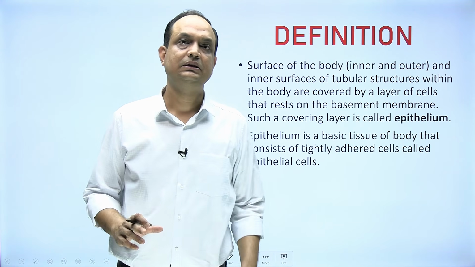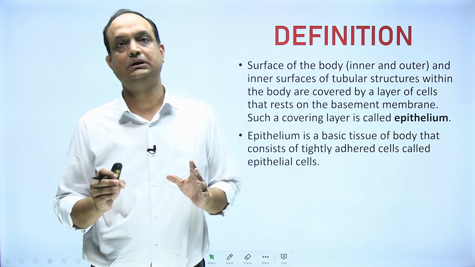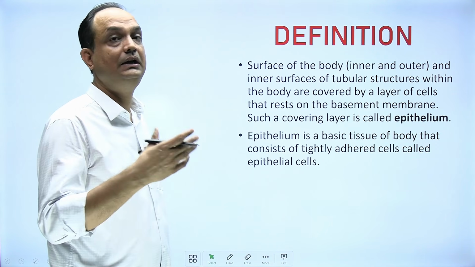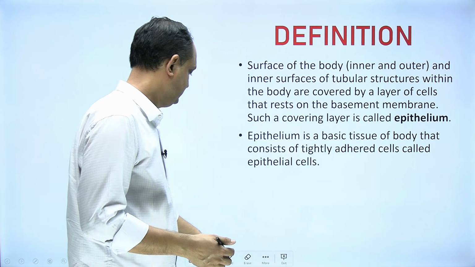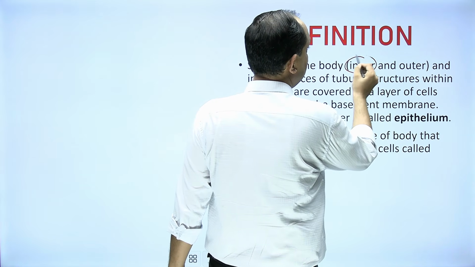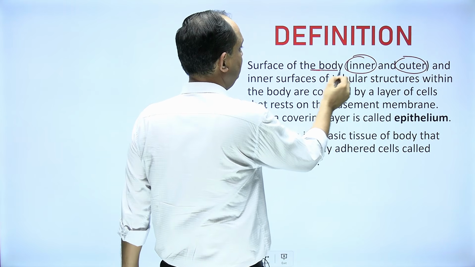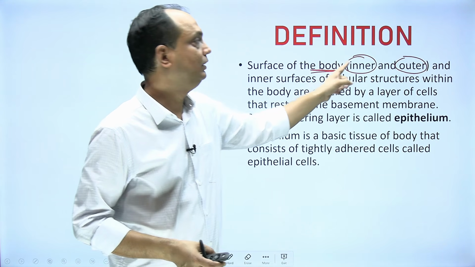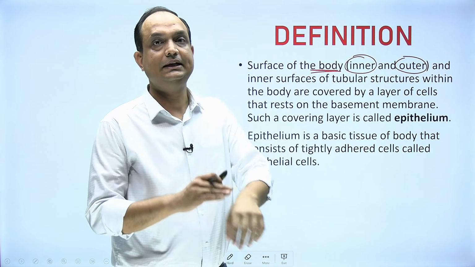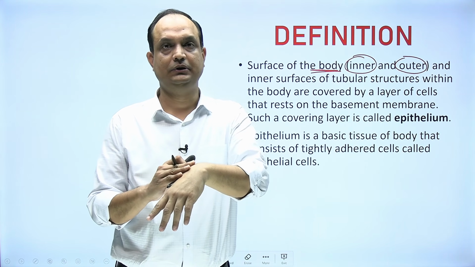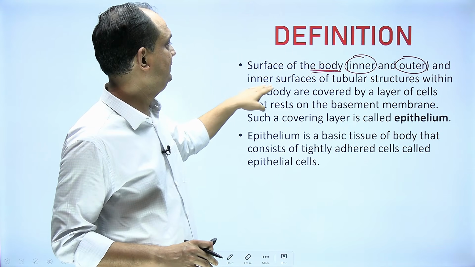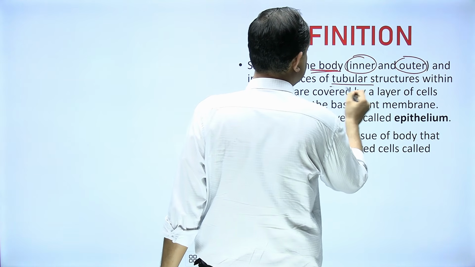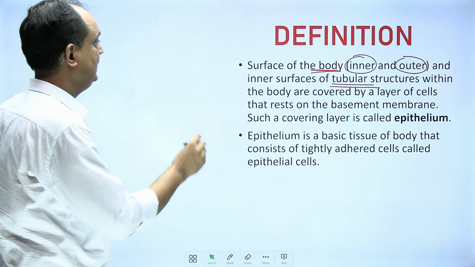So my dear students, when we talk about the epithelium, epithelium is a layer of cells or multiple layers of cells which is present on either the inner side or outer side of the body. That means it forms the inner lining of the body or the outer covering of the body, like skin, which is a covering of the body, and it may be present on the inner side of tubular surfaces. So where will you find the epithelium? You will find the epithelium at three places.